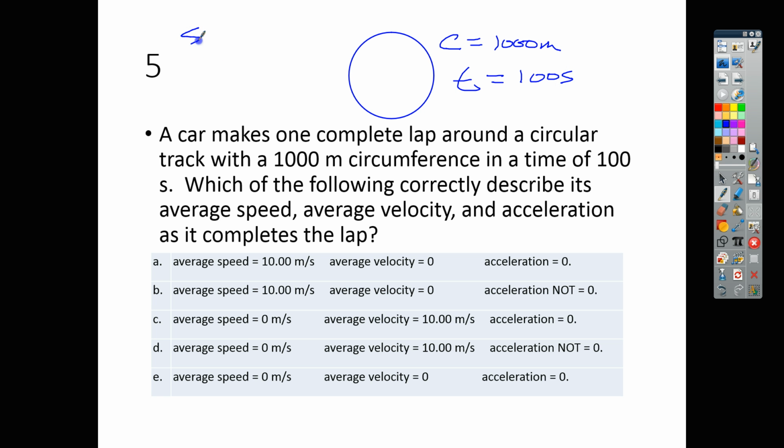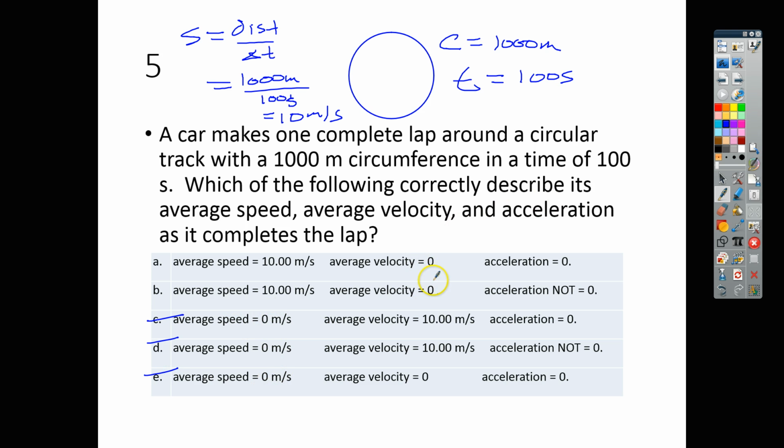So let's find out what its speed is first. Remember, that is distance divided by the change in time. Our distance is the same thing as the circumference, so that's 1,000 meters divided by 100 seconds. So we have now an average speed of 10 meters per second. Right off the bat, we can cross off C, D, and E because those speeds were 0.